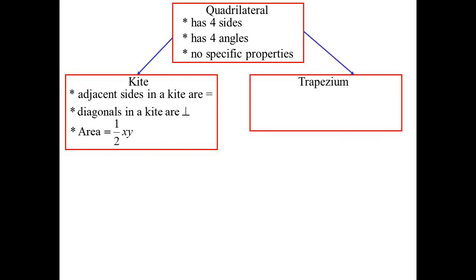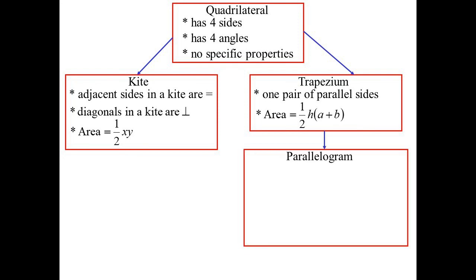A trapezium. What do we know about a trapezium? Well, it has one pair of parallel sides. We know that. And if we know it's a trapezium, then we've got an area formula that we could use. A half height, (a + b). So the perpendicular height, the sum of the 2 parallel sides. Okay, but then we branch down to the parallelogram. Our trapezium becomes a little bit more refined. Now it's not that one pair of sides are parallel.